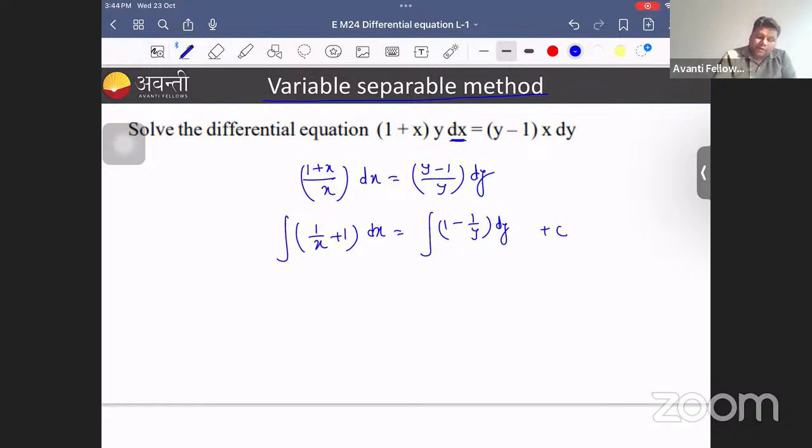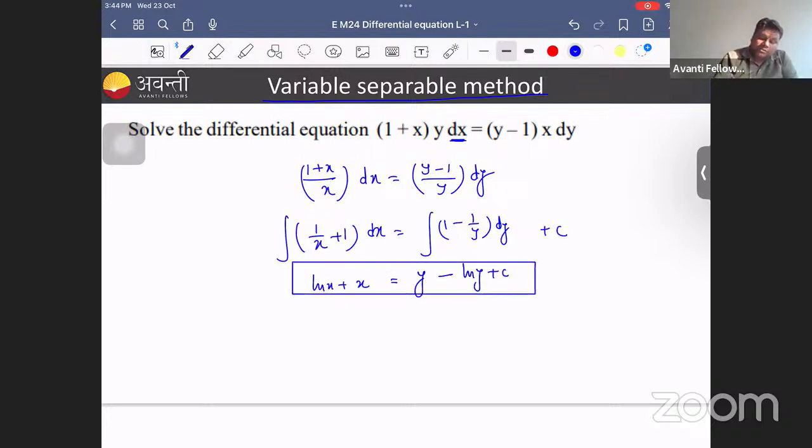All right. Now integration of 1 by x plus 1 is ln x plus x, which equals the integration of 1 is y, 1 by y is ln y, plus some constant. So this is the solution of the differential equation. That's it. And this is what we call the general solution of this differential equation.